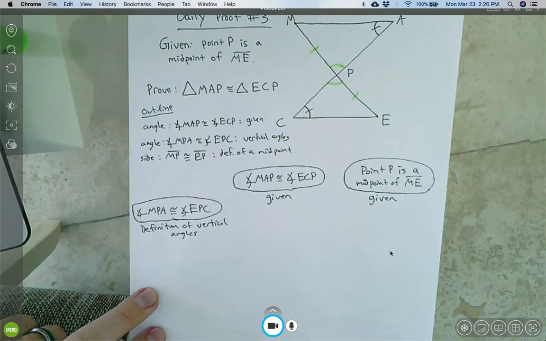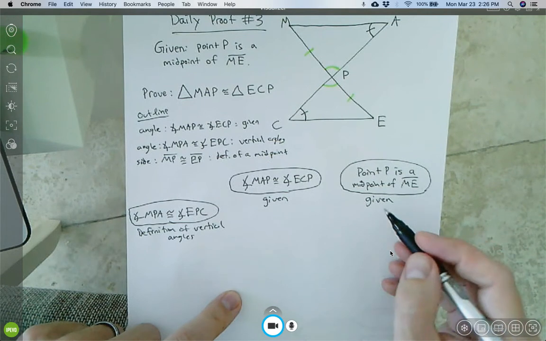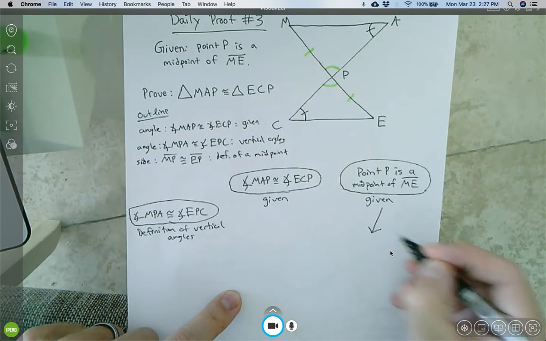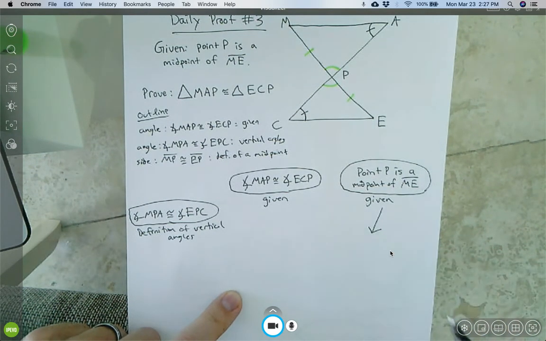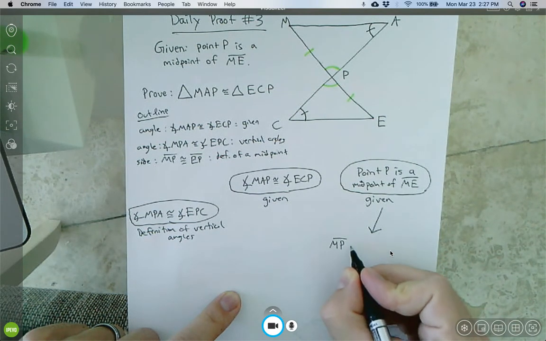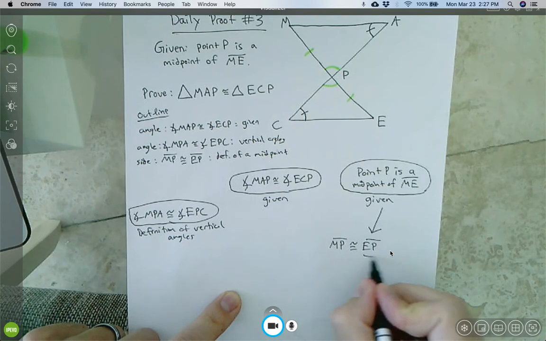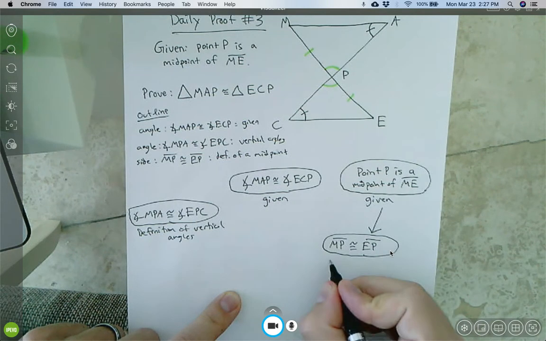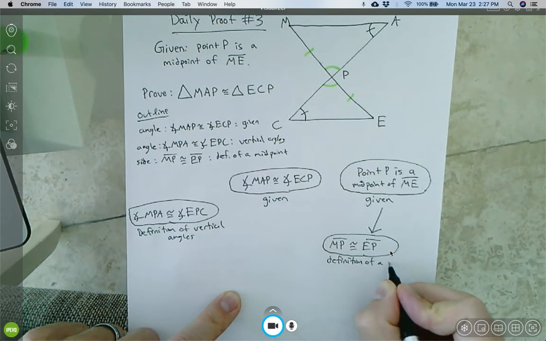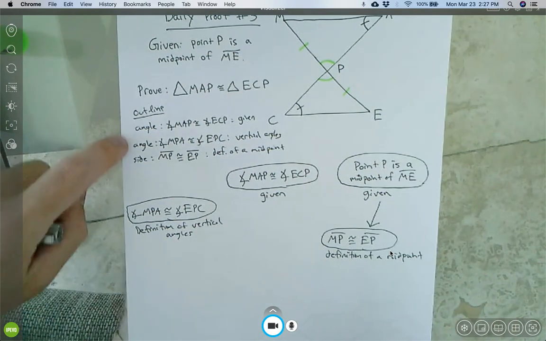All right, now I have both my angles, but I still need this side, and this side definitely comes from one of my givens. So I'm going to start using my flowchart way of showing logic. An arrow from here. Now from this, I know that side MP is congruent to side EP. And I can put a circle around this, and I can say by the definition of a midpoint.